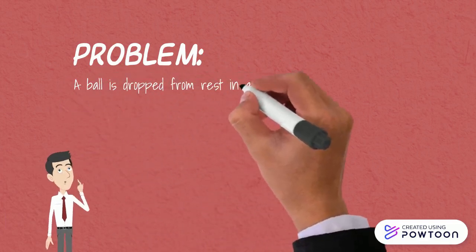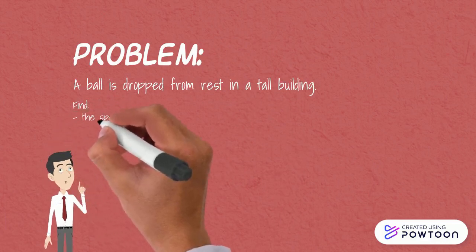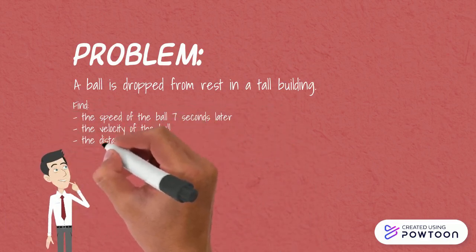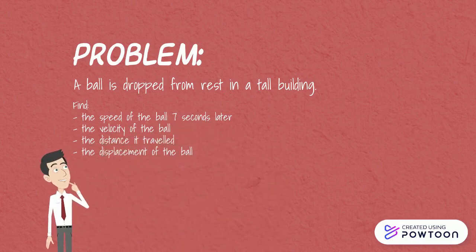A ball is dropped from rest in a tall building. Find the speed of the ball 7 seconds later, the velocity of the ball, the distance it traveled, and the displacement of the ball. In this kind of problem, we are to find the speed and velocity and then the distance and displacement of the ball.